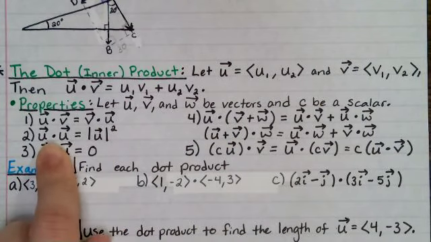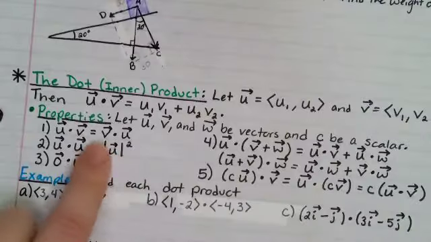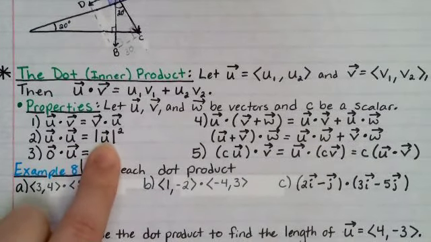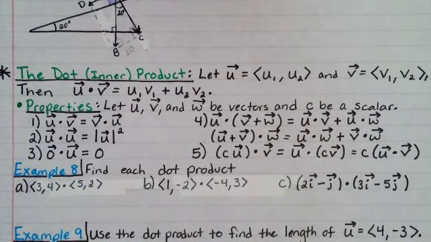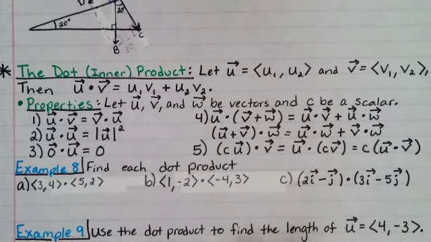And this is a fun one down here. If you've got the dot product of a vector to itself, then that's actually going to be equal to the magnitude squared of that vector. So that's something we'll actually use in a minute to find the length of a vector using the dot product, which is pretty interesting.